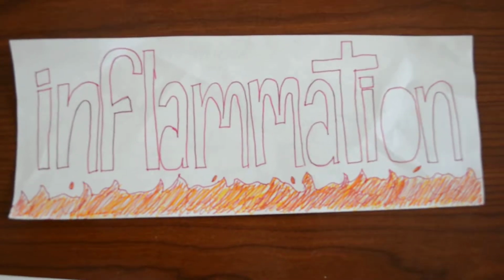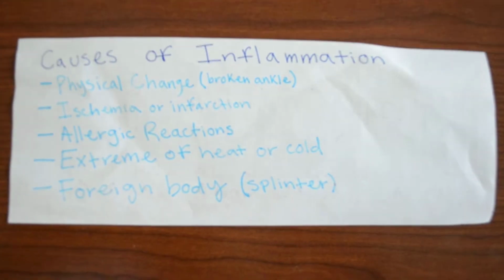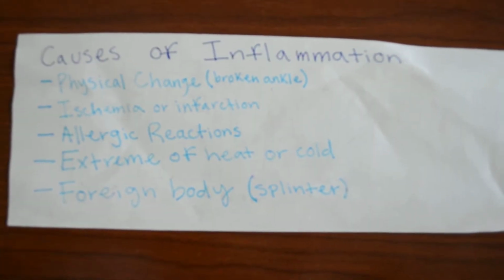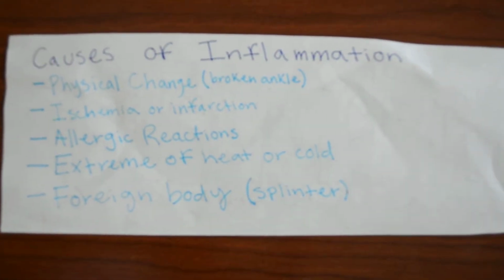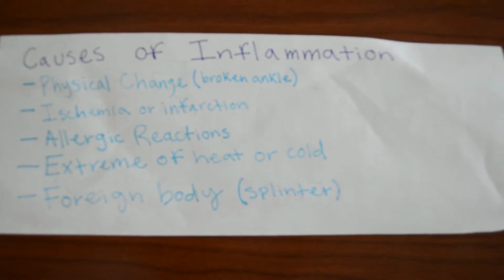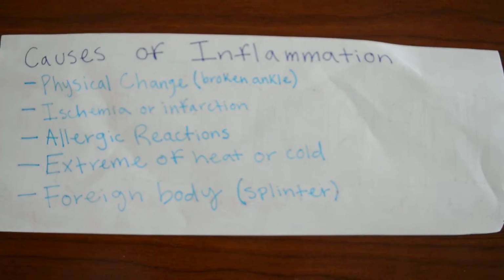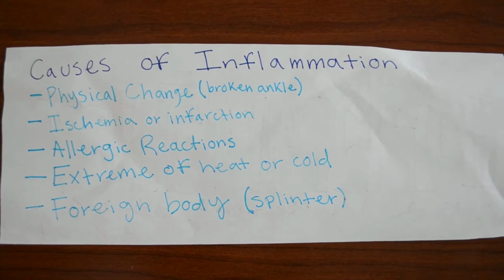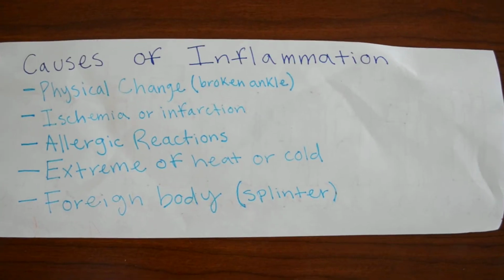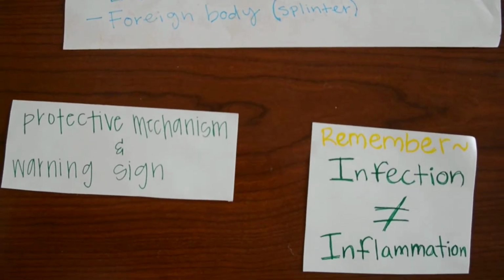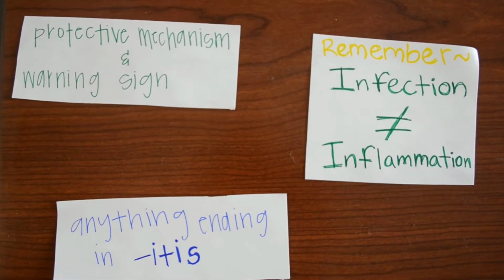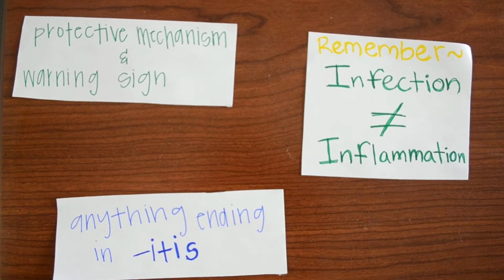So we're going to talk about inflammation. Some common causes of inflammation would be physical change, such as a broken ankle, ischemia or infarction, so just lack of oxygen to that area, allergic reactions, or extreme heat or cold, or there could be a foreign body, such as a splinter.